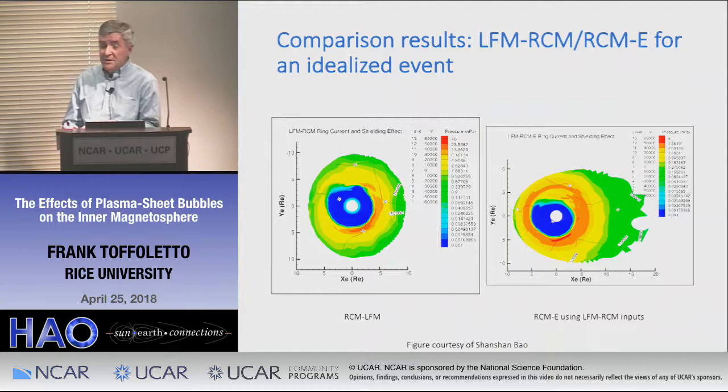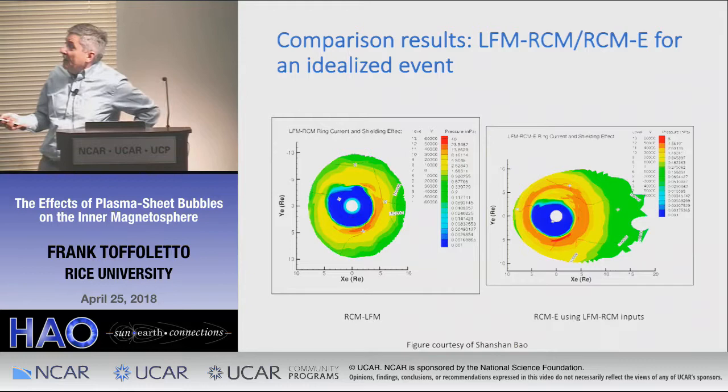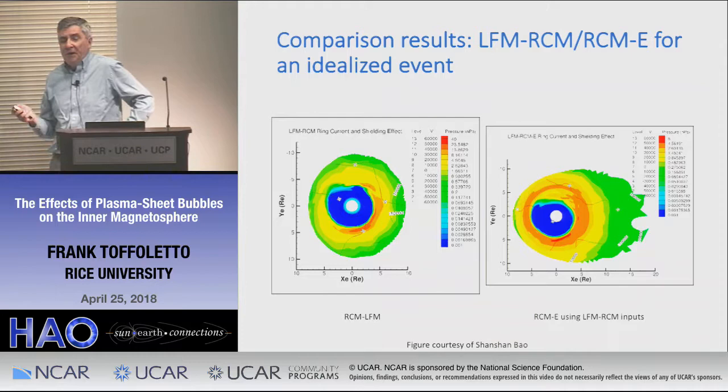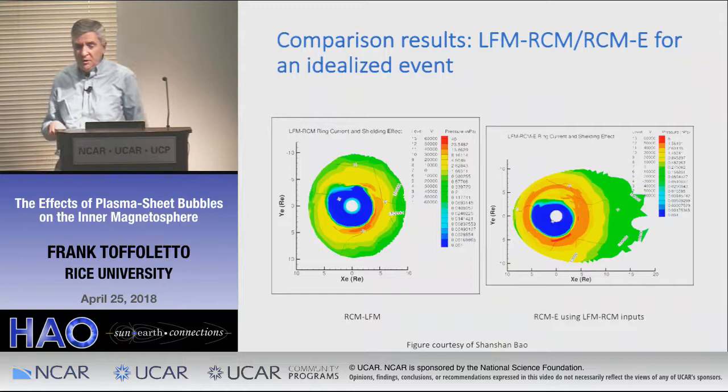So what you're looking at here is a comparison plot of RCM LFM, which is showing the pressure in the equatorial plane, and then the same time showing the RCM-E result, using LFM magnetic field for the outer magnetosphere, RCM-E magnetic field for the inner magnetosphere, having the RCM compute its own electric field rather than using the MHD electric field because the RCM's electric field is more refined.